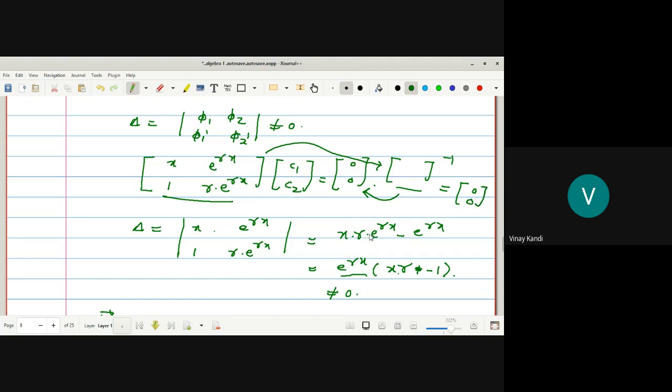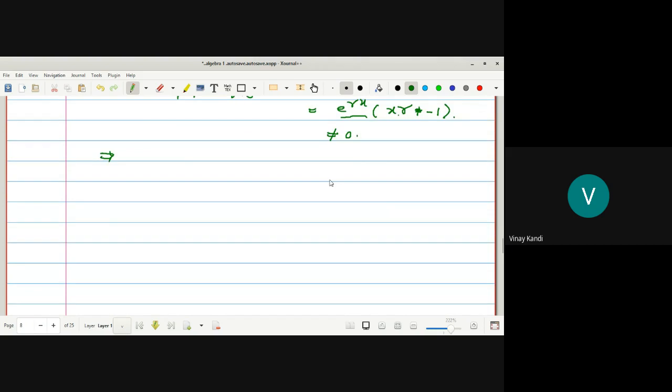ओके, कळतंय का. Yes, sir. Hence c1 and c2 must be equal to 0. C1 equal to C2 is equal to 0. Hence, phi1 of x, which is equal to x, and phi2 of x, which is equal to e raised to rx, are independent functions.